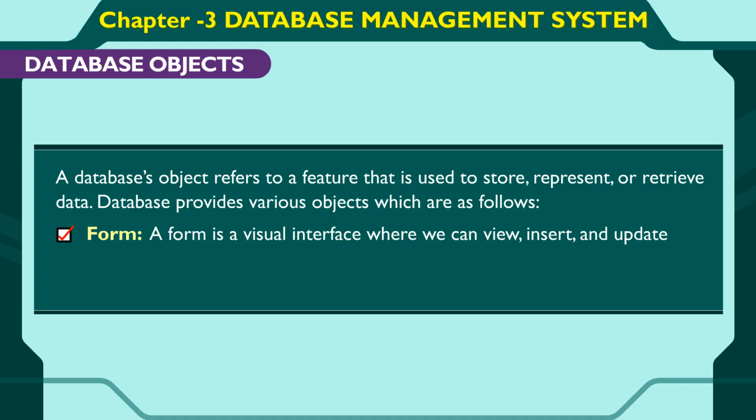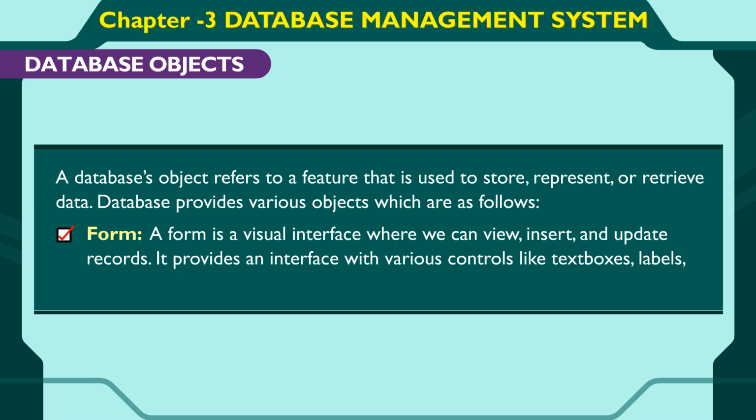A column signifies a field, whereas a row signifies a record. Form. A form is a visual interface where we can view, insert, and update records. It provides an interface with various controls like text boxes, labels, check boxes, radio buttons, etc.